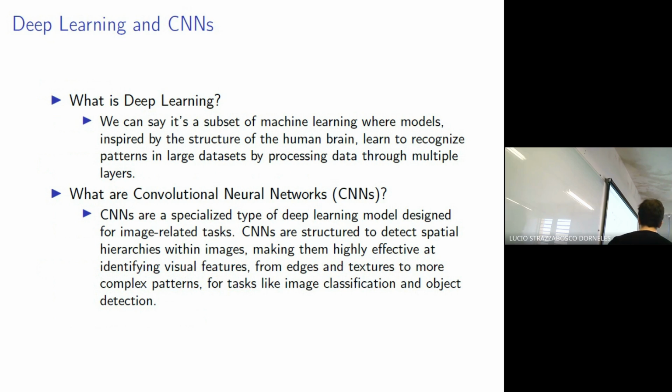And why do I talk specifically about CNNs? CNNs are the simplest way to think when you design a deep learning model, and they are the basic structure. CNNs are highly effective at identifying visual features from edges, textures, patterns, whether it's image classification or object detection.